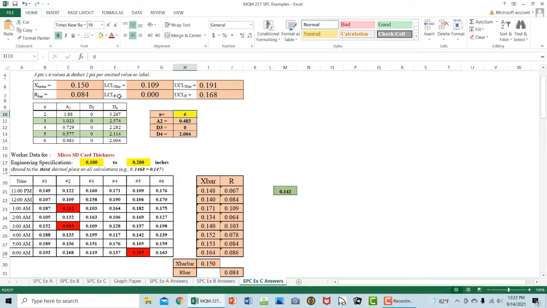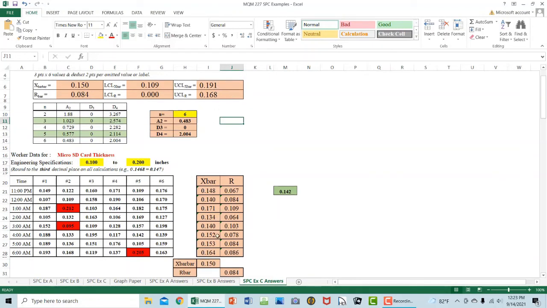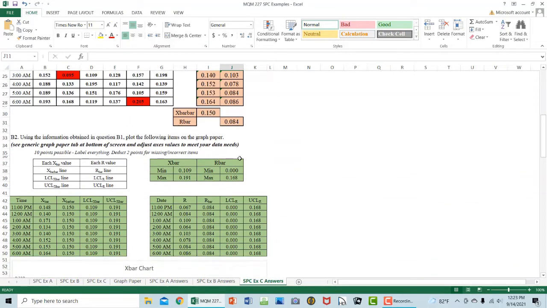So for the lower control limit for the ranges, or R, it's just 0 times the R bar, which is 0. The upper control limit for R is simply 2.004 times 0.084, and you'll come up with that number, hopefully. Here are our engineering specifications, like I mentioned earlier. Again, we ignore this, and so we've got this calculated. We already calculated this, and remember the green stuff, that's just for my use when I'm creating these graphs.